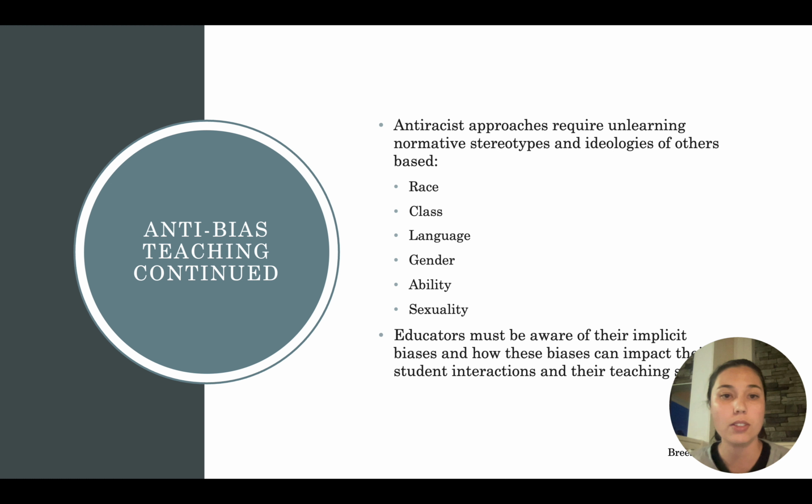Anti-bias teaching continued. So the anti-racist approaches require unlearning of the normative stereotypes and ideologies of others, and this can be based on race, class, language, gender, ability, and sexuality. And educators must be aware of their implicit biases and how these biases can impact their interactions with students as well as their teaching styles.